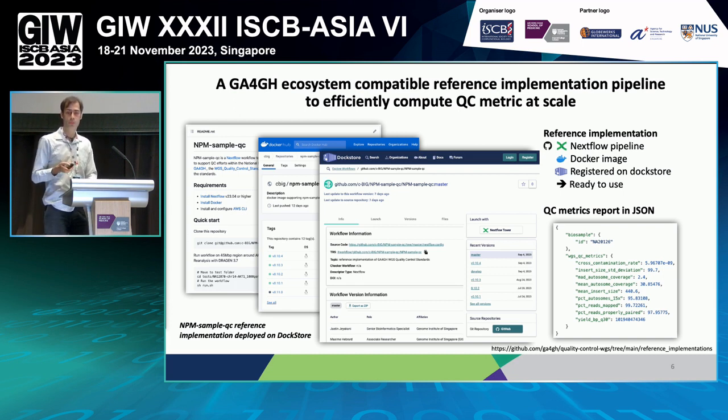The output of this pipeline is JSON files, which you see in the corner of the slide, with the sample ID and the list of the metrics and the values of the metrics.